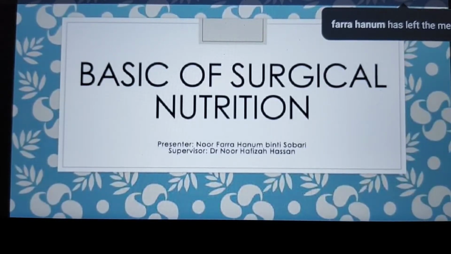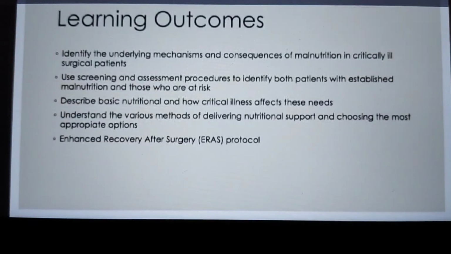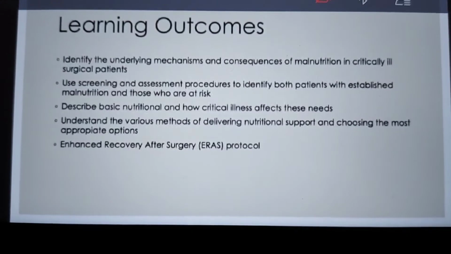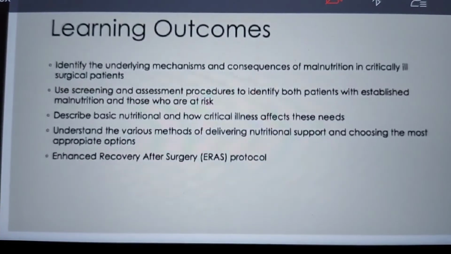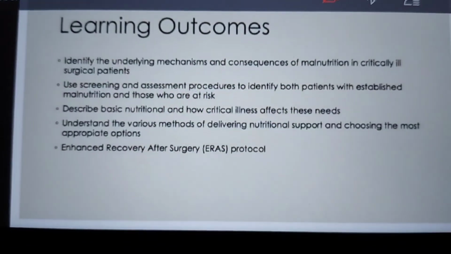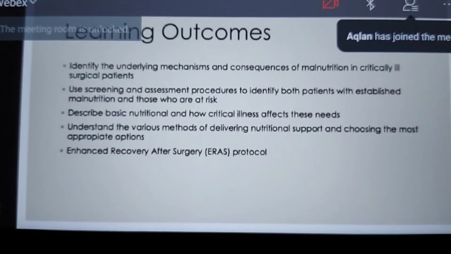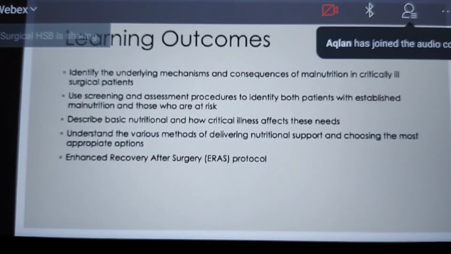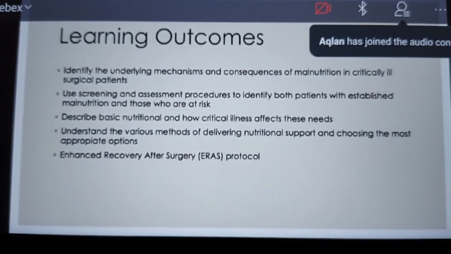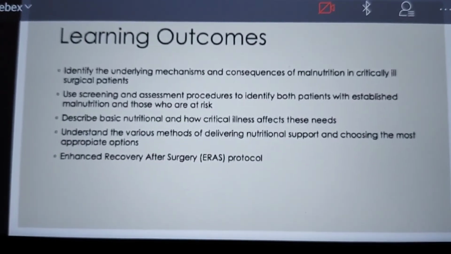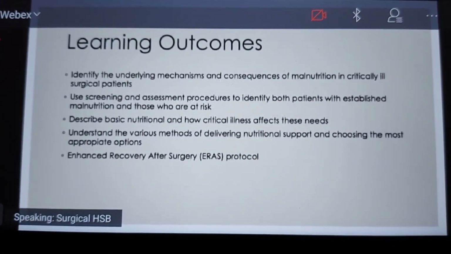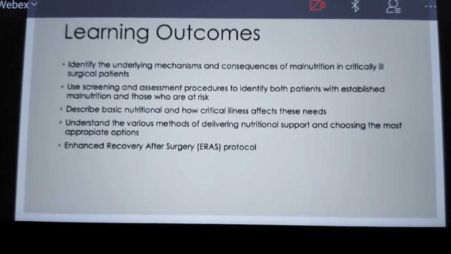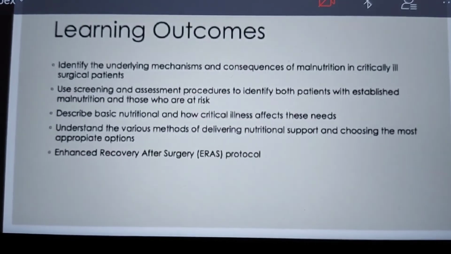Moving on. These are the learning outcomes for basic of surgical nutrition. First, we need to identify the underlying mechanism and consequences of malnutrition in critically ill surgical patients. We use screening and assessment procedures to identify both patients with established malnutrition and those who are at risk, and describe how nutrition and critical illness will affect these needs. Understand the various methods of delivering nutritional support and choosing the most appropriate options, and we will cover enhanced recovery after surgery, the ERAS protocol.